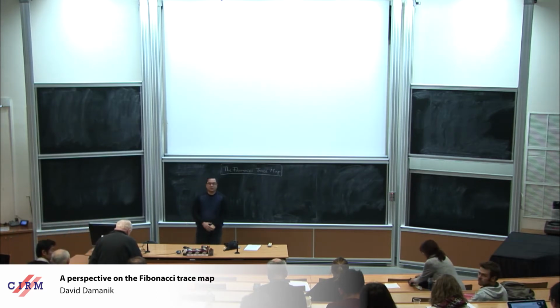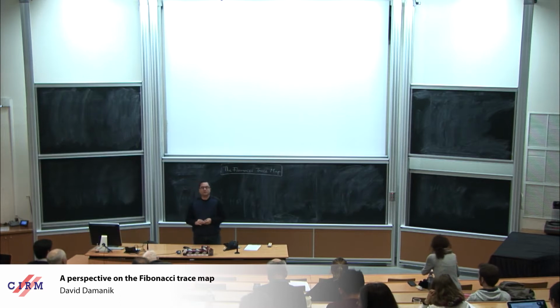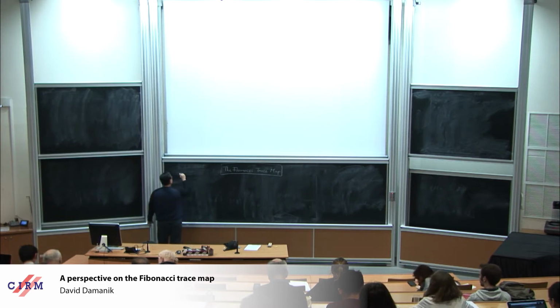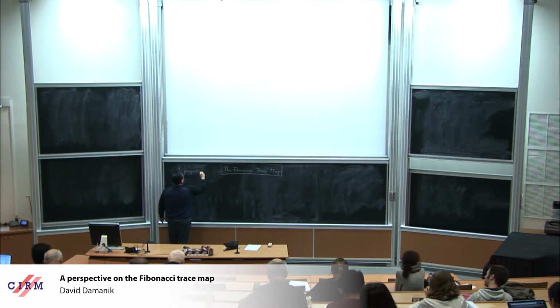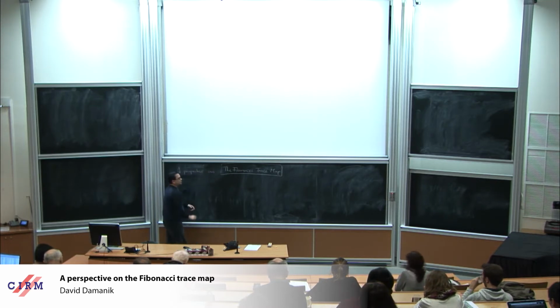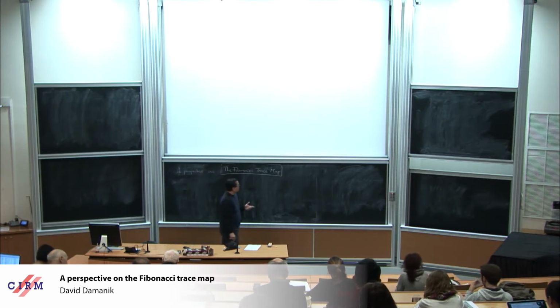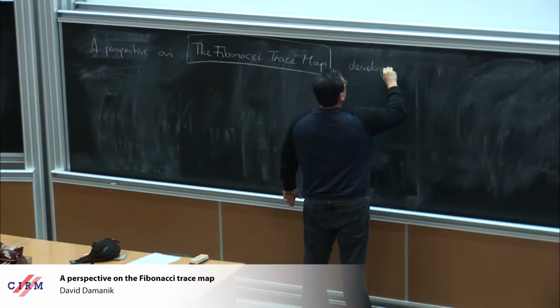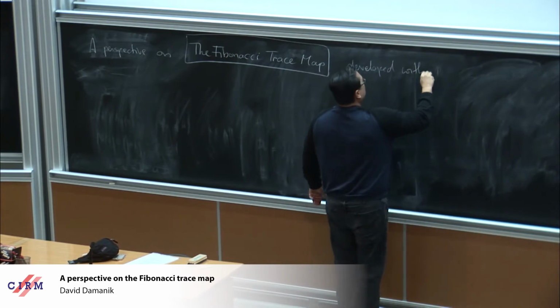So this is sort of like a survey talk, but not really, because I will actually not state very many theorems. So it's rather a perspective on the Fibonacci trace map, and so maybe the other part here is developed with Anton Gorodetsky.